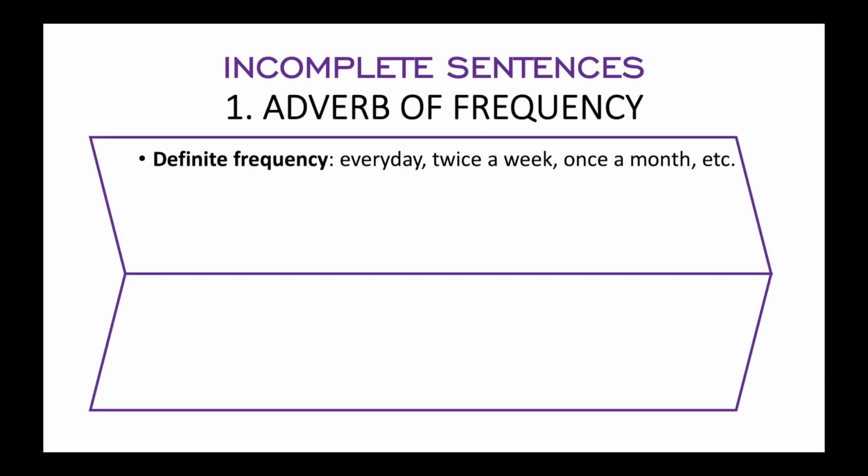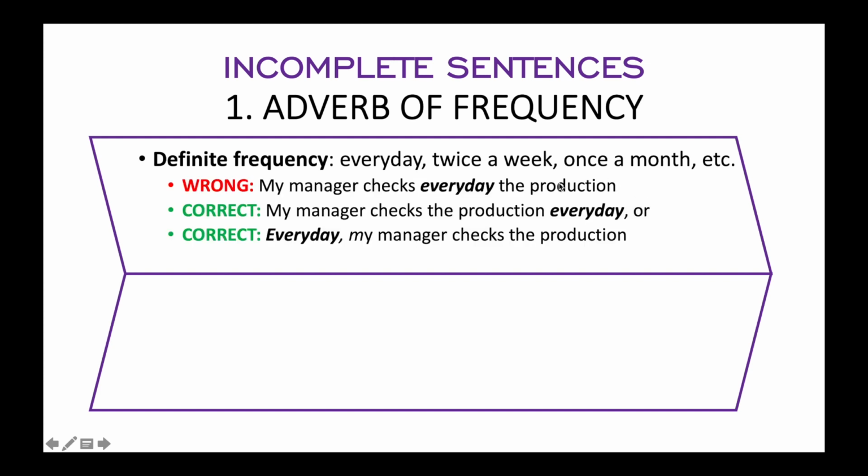So the first one would be the adverb of frequency. As we know, in adverbs of frequency, you have learned about many things, such as every day, twice a week, once a month, and etc. So take a look at the placement of the definite frequency adverb. You cannot put it in the middle of the sentence. It should be at the end or at the beginning of the sentence for the definite frequency.